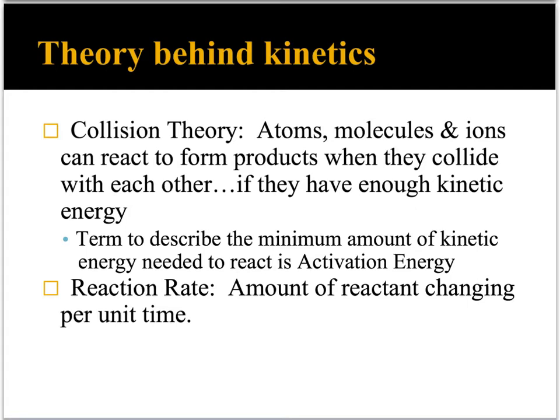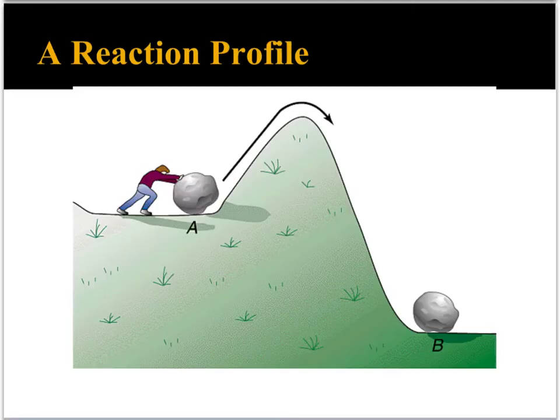So the minimum amount of kinetic energy that's needed for a reaction to occur is what's called activation energy. And we're going to look at that on the next slide. And the reaction rate, or rate of a reaction, is how the amount of reactant is changing per unit time. And we usually look at that in seconds.